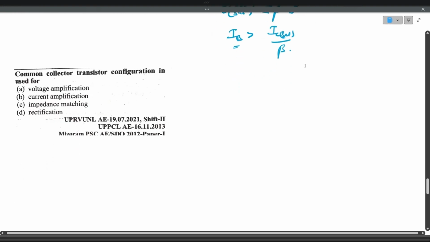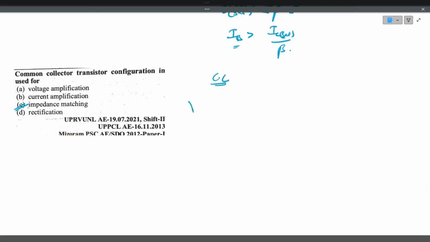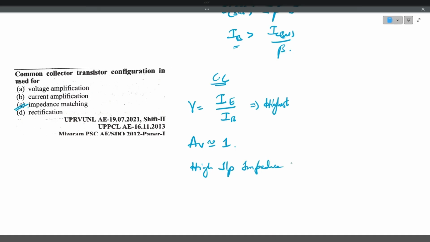The common collector transistor configuration is used for impedance matching. We have already seen the common collector, CC. The output current is emitter current, input current is base current, whose current gain is very high, highest current gain. And voltage gain is approximately equal to 1, which has a high input impedance and low output impedance. So because of these parameters, it is used as an impedance matching device.